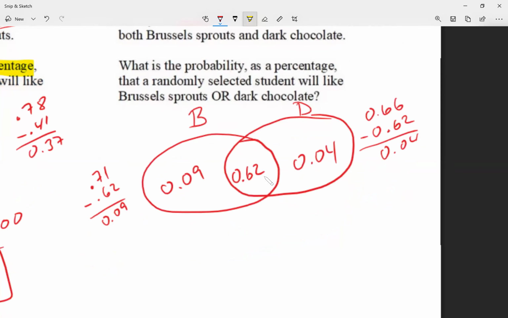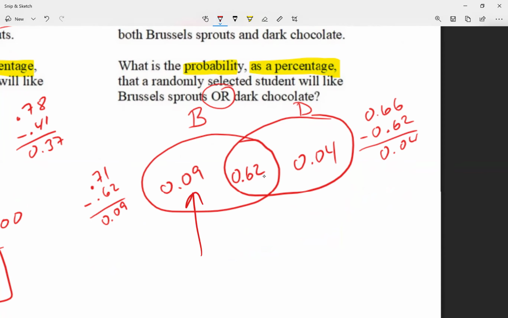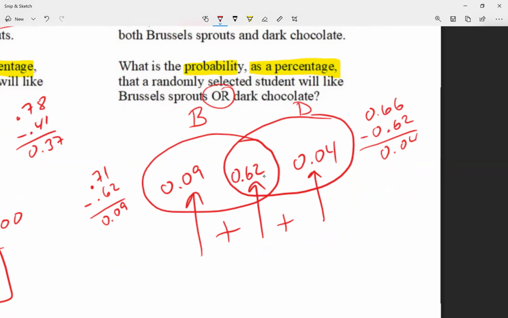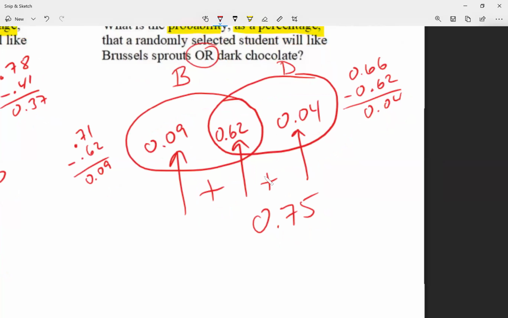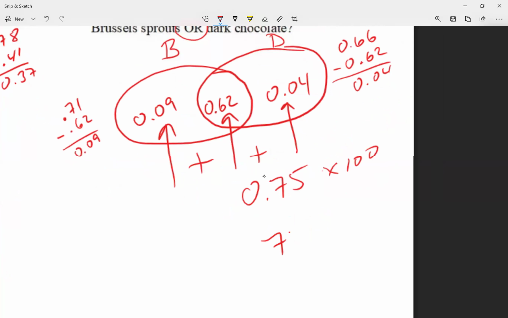What is the probability as a percentage that a randomly selected student will like Brussels sprouts or dark chocolate? Because I'm using the or, I'm gonna go 0.09 plus 0.62 plus 0.04. As a decimal, that gives me 0.75. So as a probability, 0.75. Now, because I want it as a percentage, let me multiply this by 100, and that gives me 75%. You don't have to type in the percent symbol, just the number 75.